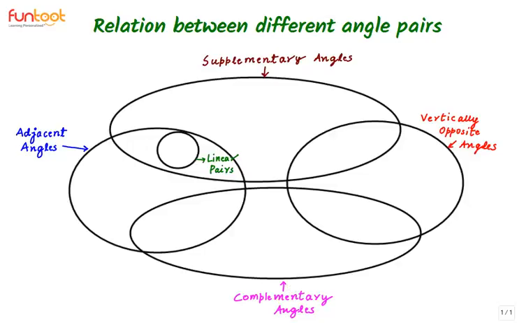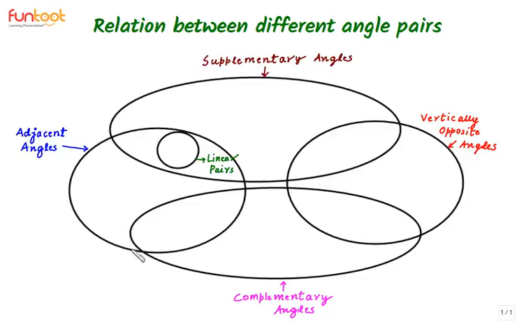Is there any relationship between these pairs of angles? For example, are all linear pairs adjacent angles? Or the converse, are all adjacent angles linear pairs? Let's explore the relationships between various pairs of angles in a little detail. Let's start with adjacent angles.